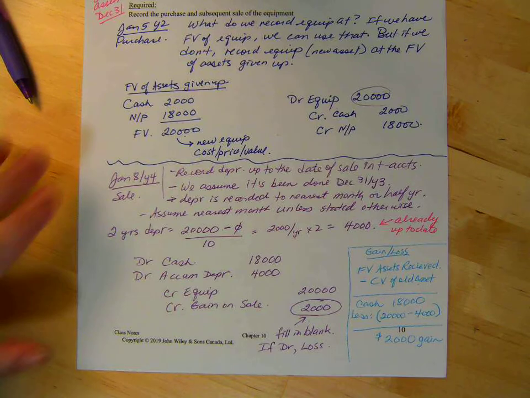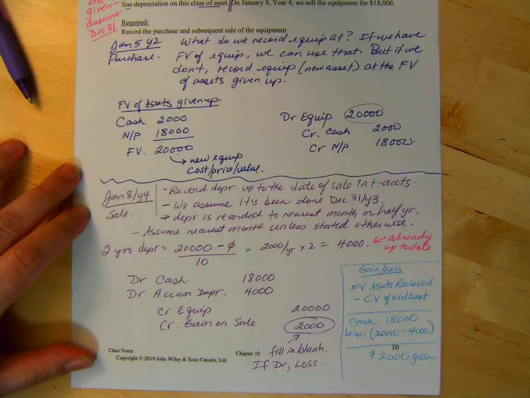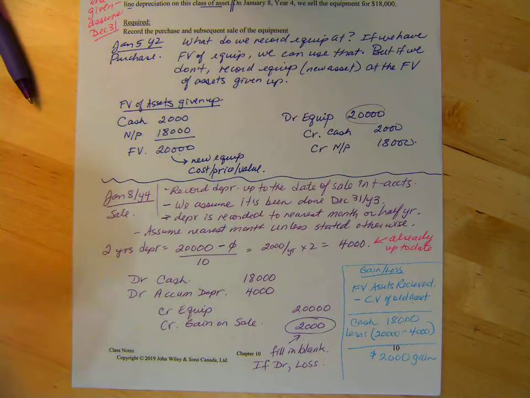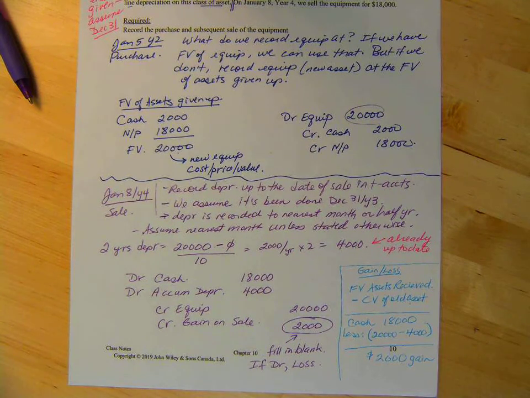So this was a nice simple example to get us started. We did a purchase, we did a sale. I suggest you print this off again, make sure you do it without looking at it so you understand this, so when we move into the non-monetary transactions it'll make more sense. It'll be a little bit easier to understand.